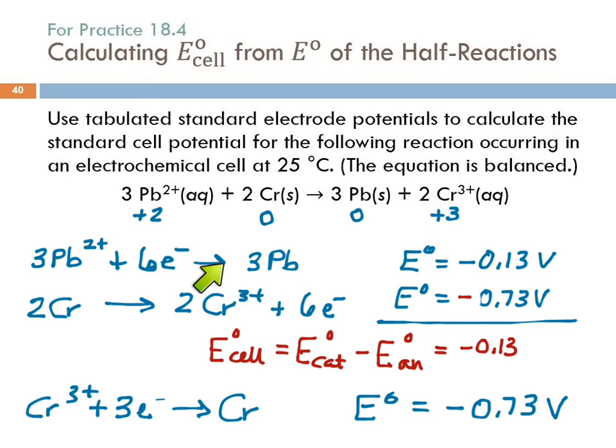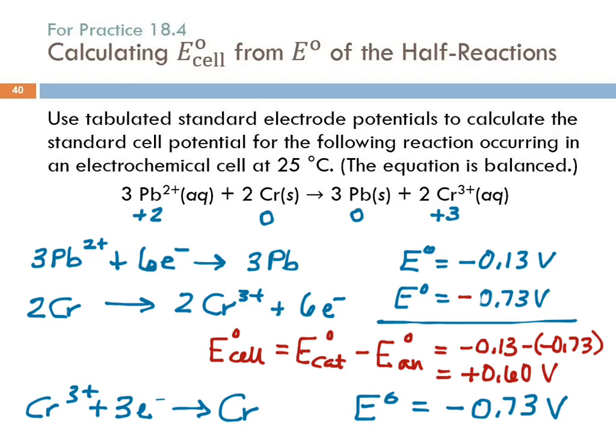And so if this is the cathode, then this is the anode reaction, and we're going to subtract negative 0.73. And what does that get us? Positive 0.60 volts. Same answer, different thinking. So use whichever one makes more sense to you. But the first one makes a heck of a lot more sense to me.